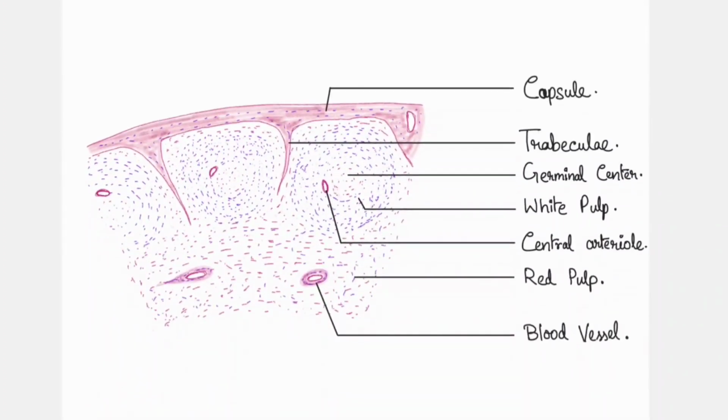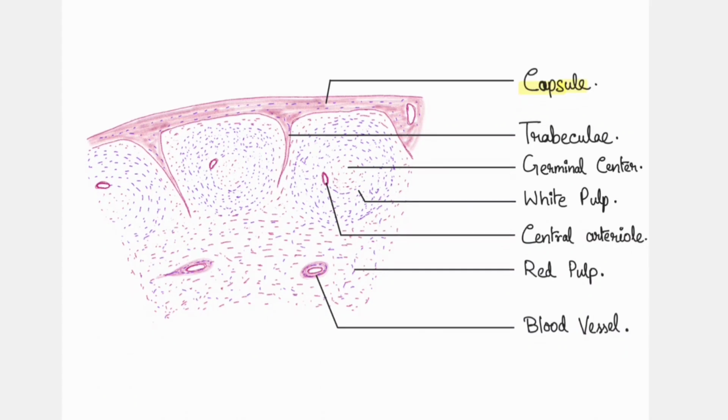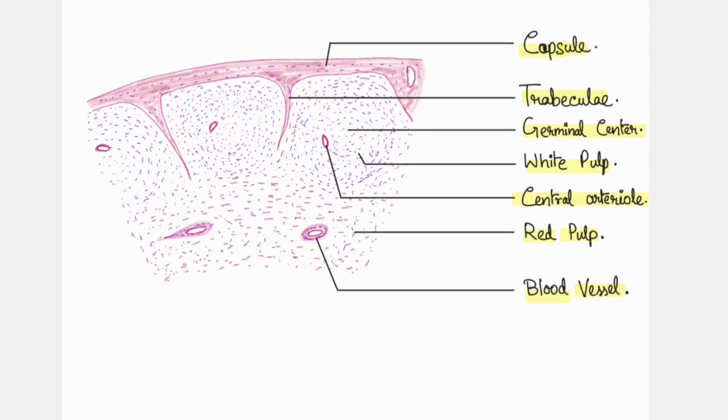This is the diagram of spleen. So this is the capsule. After that, these are the trabeculae. This is the germinal center which is formed by the proliferation of the B cells or B lymphocytes. This is the white pulp. After that we can see the eccentric position of central arteriole. Then we will see the red pulp which is surrounding the white pulp. Then this is a blood vessel.